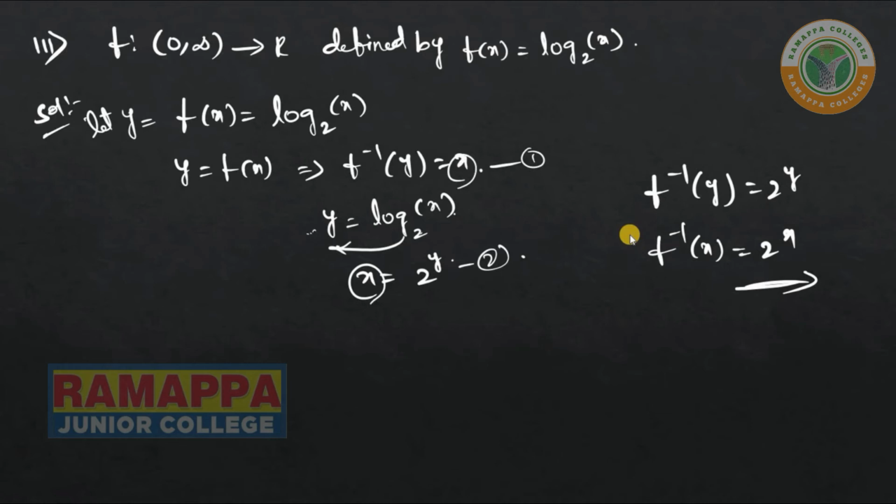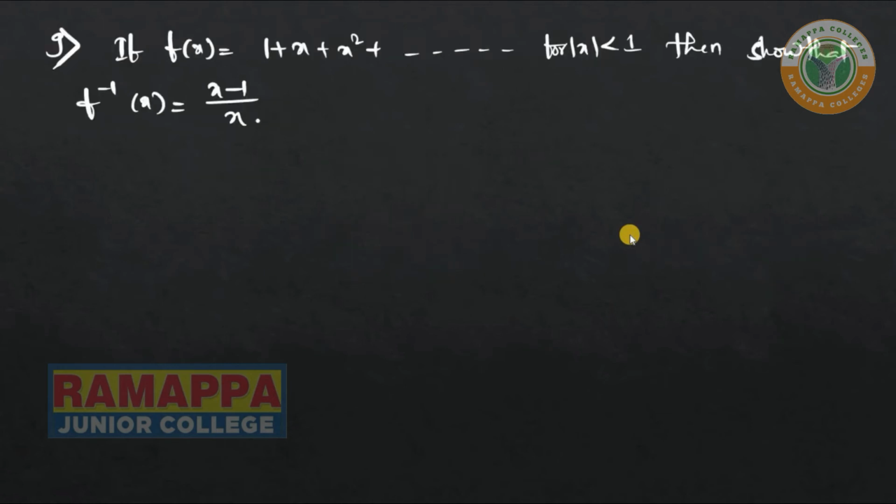Next question. The third one is over: 2 power of x. Now move to the next question, the 9th one. Dear students, here the given question is: if f of x is equal to 1 plus x square plus and so on, for all mod x less than 1, then show that f inverse of x is equal to x minus 1 by x. He is asking us to show this. So here the given f of x is 1 plus x square plus and so on, which is like a, ar, ar power of 2.